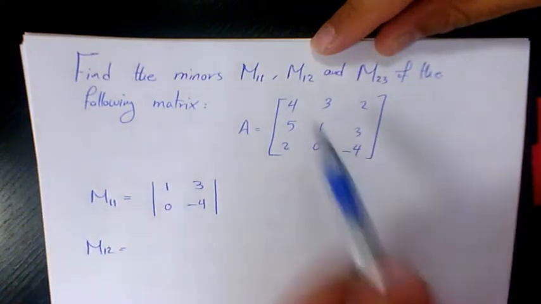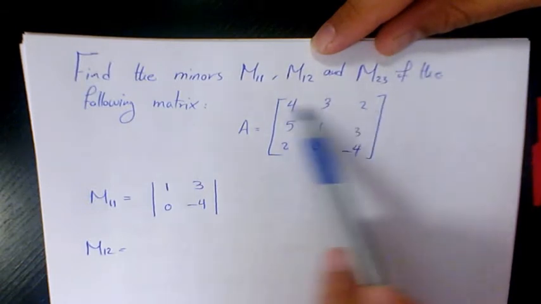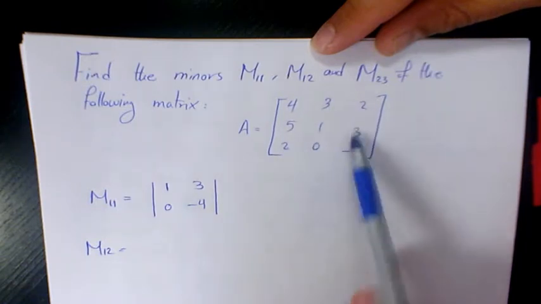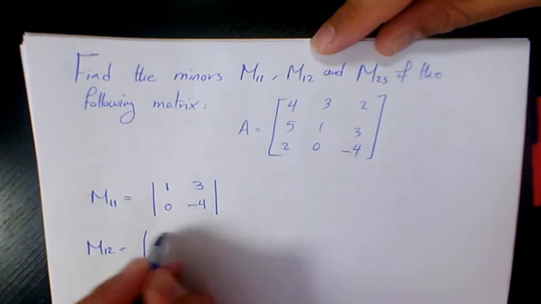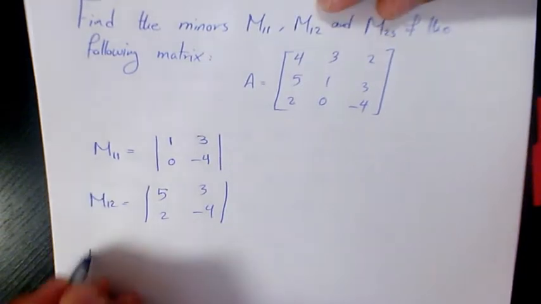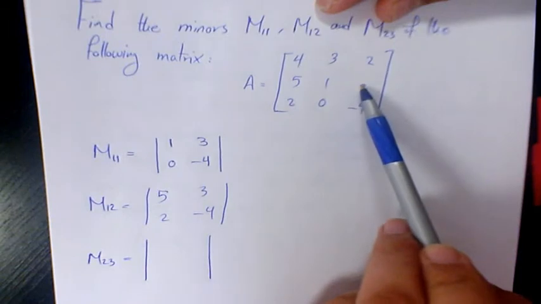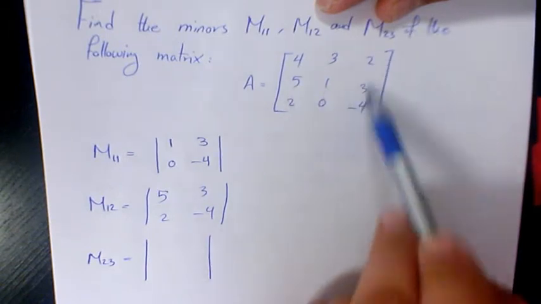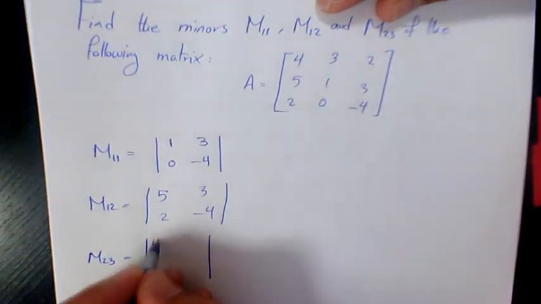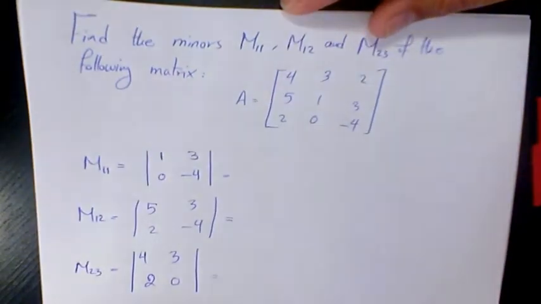M12, as you see here, is this element, A12. If we remove the row and column of the same element, it leaves us these 4 elements. So we have 5, 2, 3, -4. And finally, M23 is this element, that's 2, and here is 3. So when we remove this row and column, it's going to be 4, 3, 2, 0. These are the concept of minors.